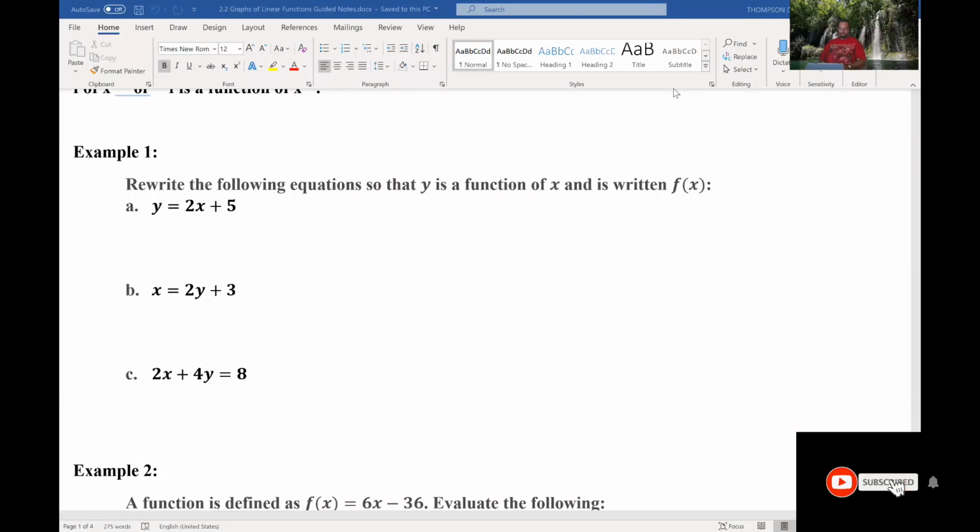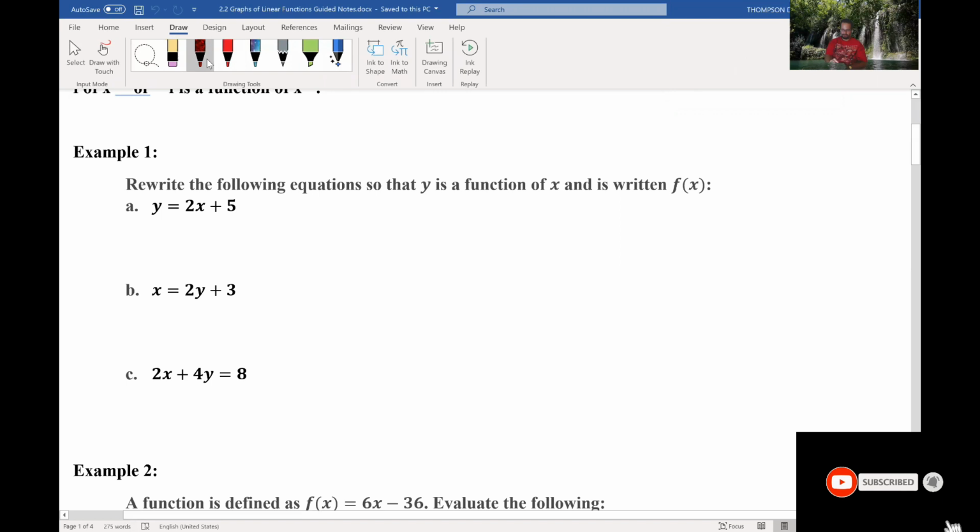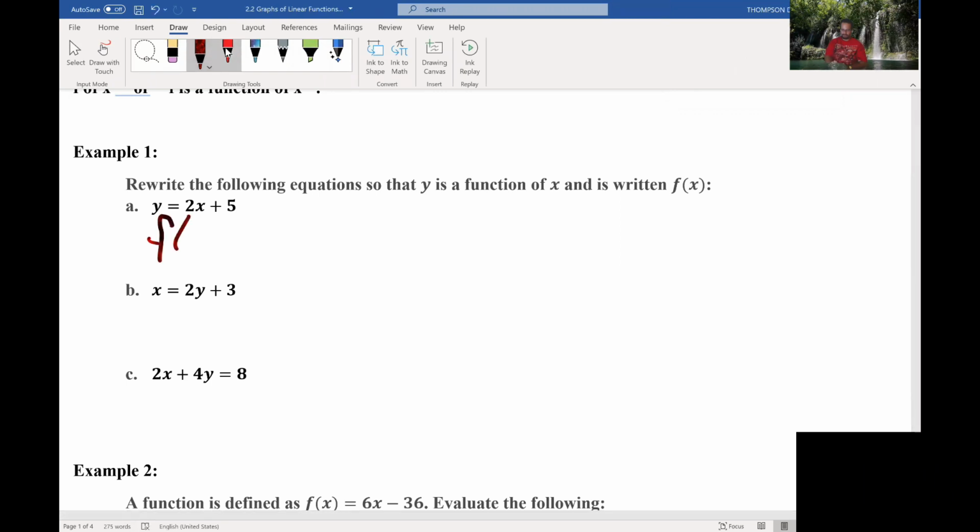Example 1. Rewrite the following equation so that y is a function of x and it's written as f of x. So in the first one, that's an easy one. All we have to do is change y out for f of x, so that's just f of x equals 2x plus 5, and we're done.